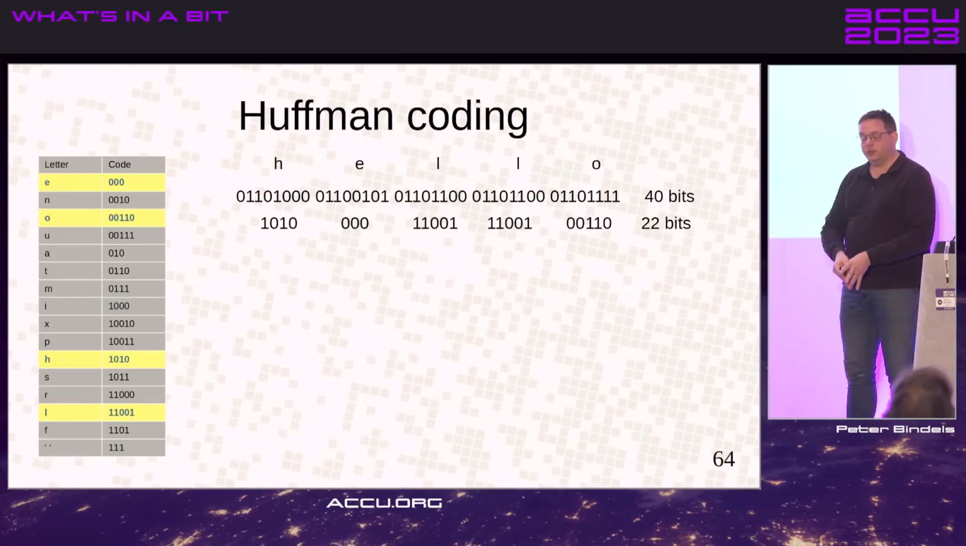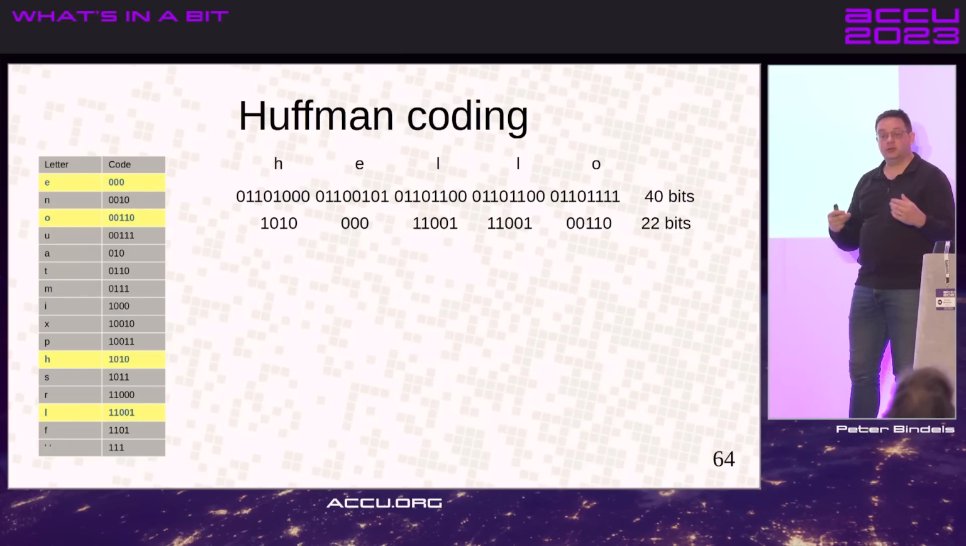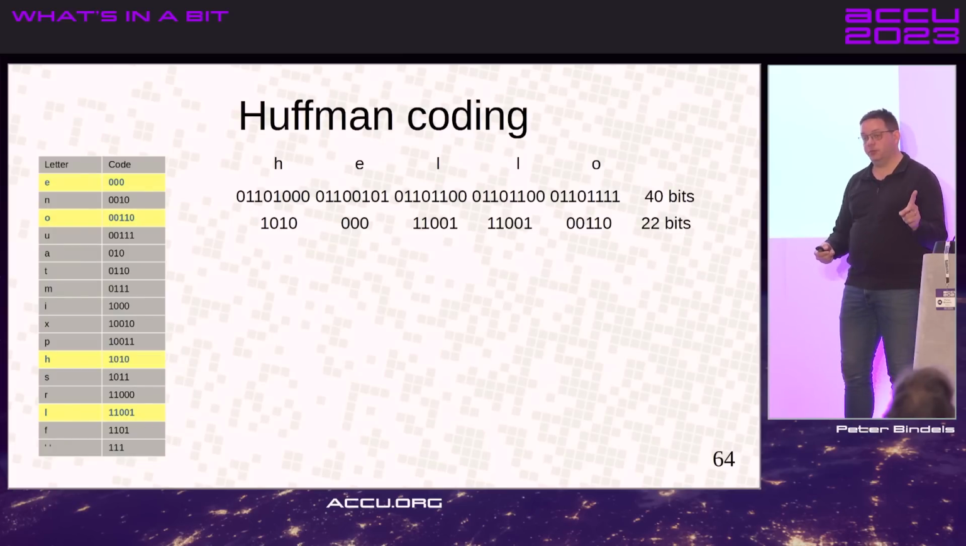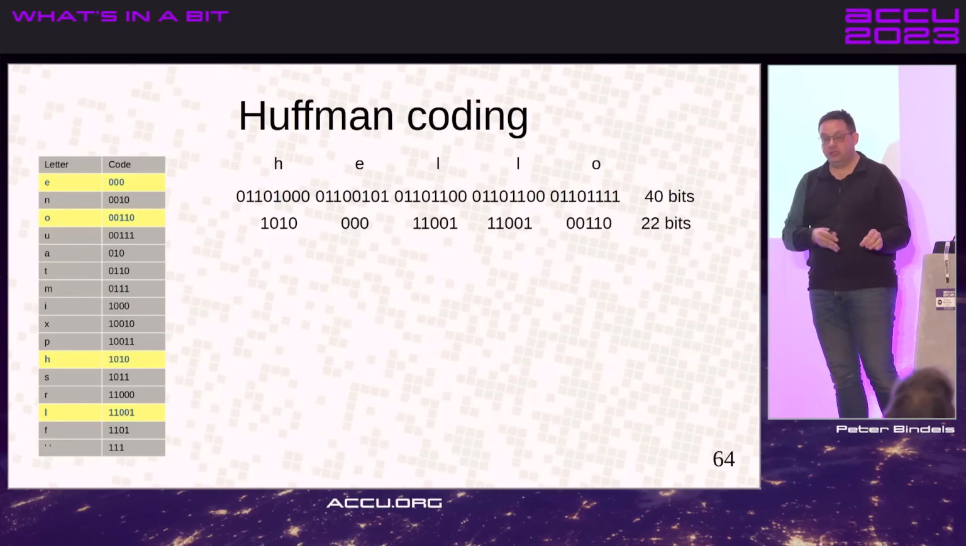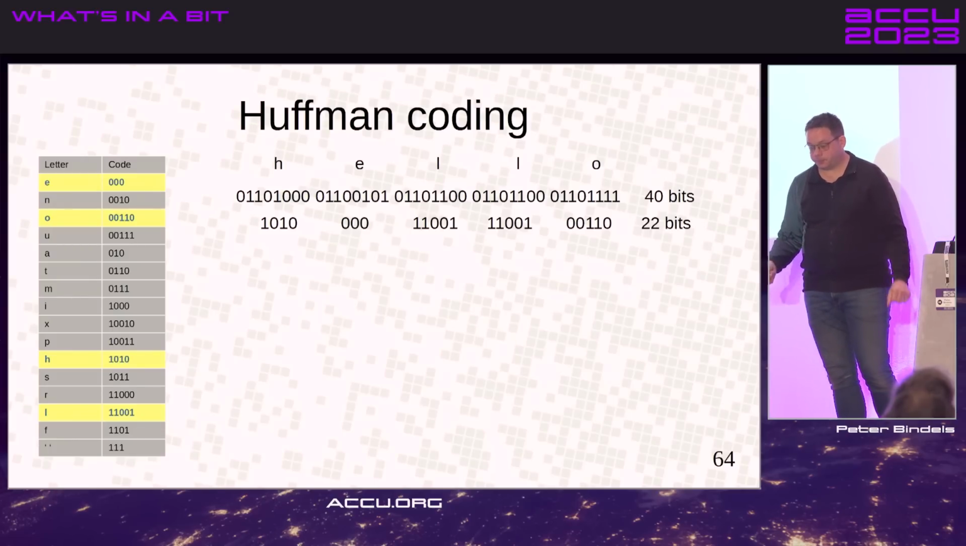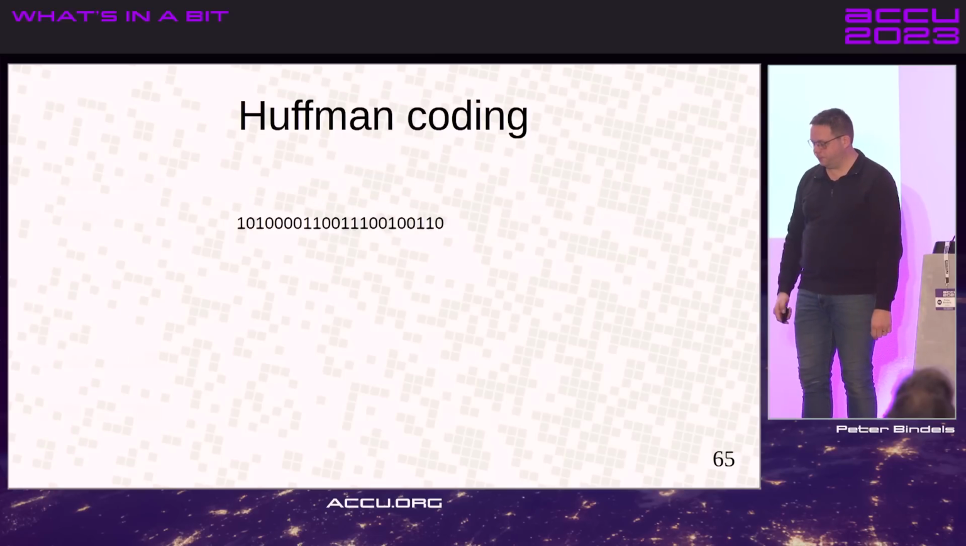And doing so, we end up with a code that is 22 bits. And that's great. I found a code that is a lot shorter, it's a lot more compact. But the proof is in the pudding. You can invent really short codes for things, but unless you can decode them, they're useless. So let's see if we can do that.